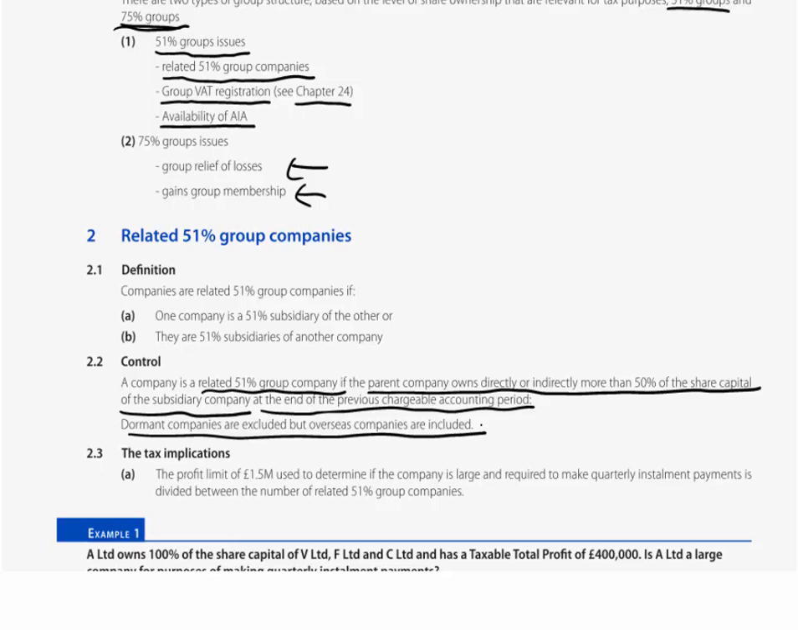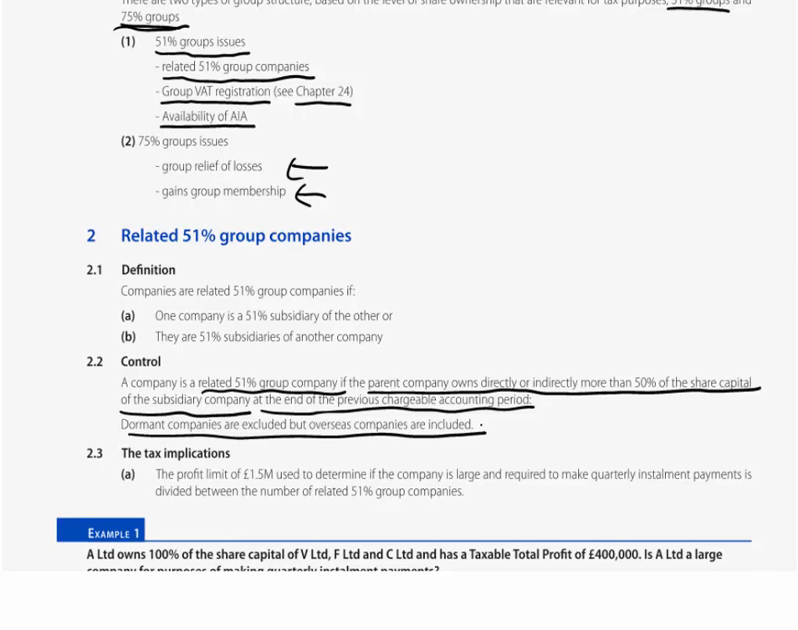The tax implications: the profit limit, as you know. This was the point that we've just spoken about when dealing with quarterly instalment payments. The profit limit of 1.5 million used to determine if a company is, as we called it, large and therefore required to make quarterly instalment payments, that now will be divided between the number of related 51% group companies.